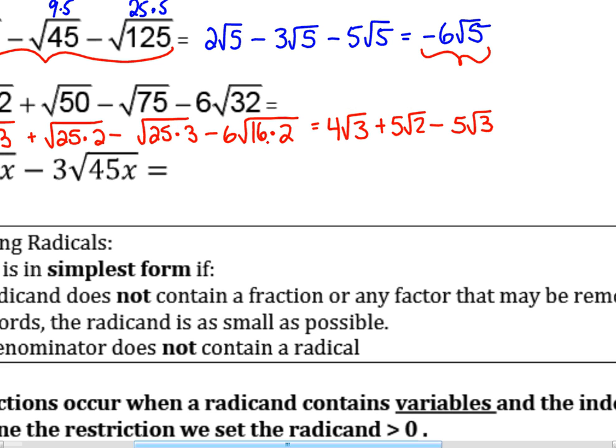What's the square root of 16 equal? It's a 4. And so what are we going to do with the 4 and 6? Multiply them. So what's that? Minus 24 root 2. So now we want to combine our like terms. Who are like terms? Root 3s, and then the root 2s.